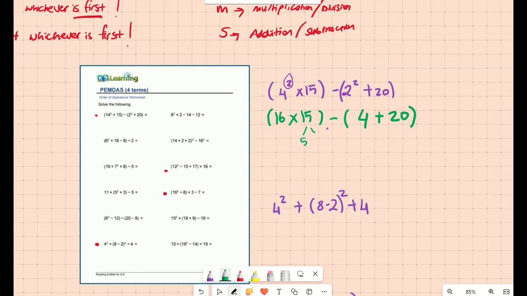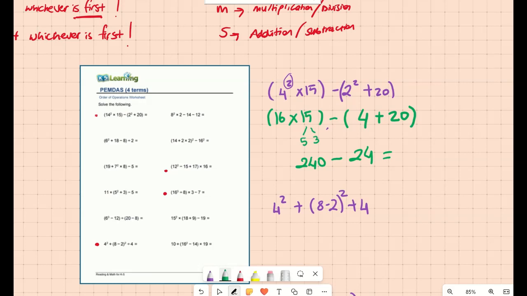How do I multiply? Well, I know 15 is 5 times 3. Any number to multiply with 5 means you multiply with 10 and divide by 2. So 16 times 10 is 160. Divided by 2 is 80. 80 times 3 is 240. Minus 4 plus 20 is 24.